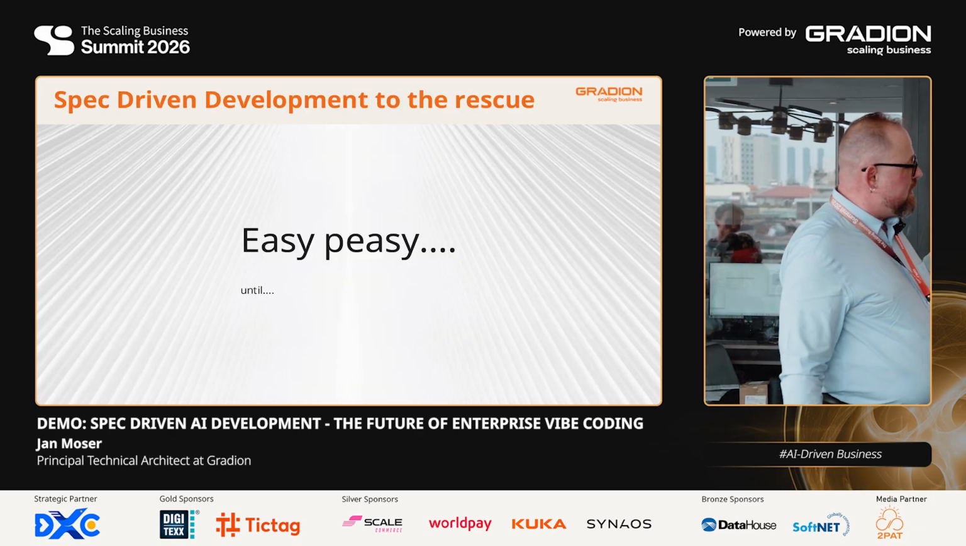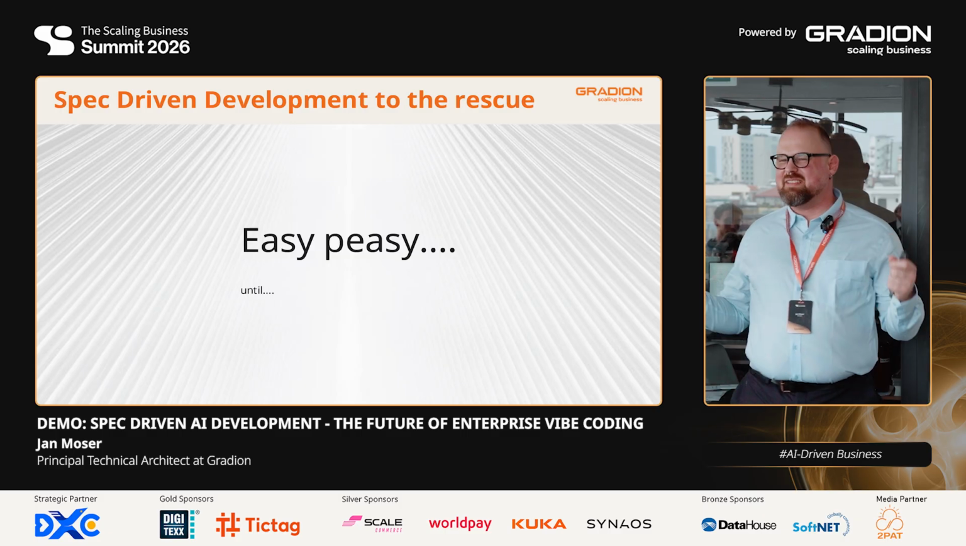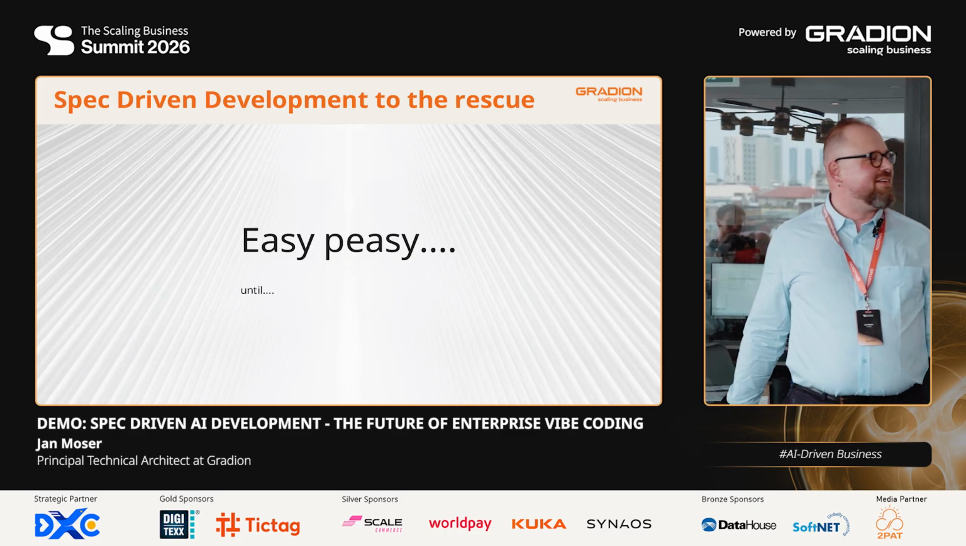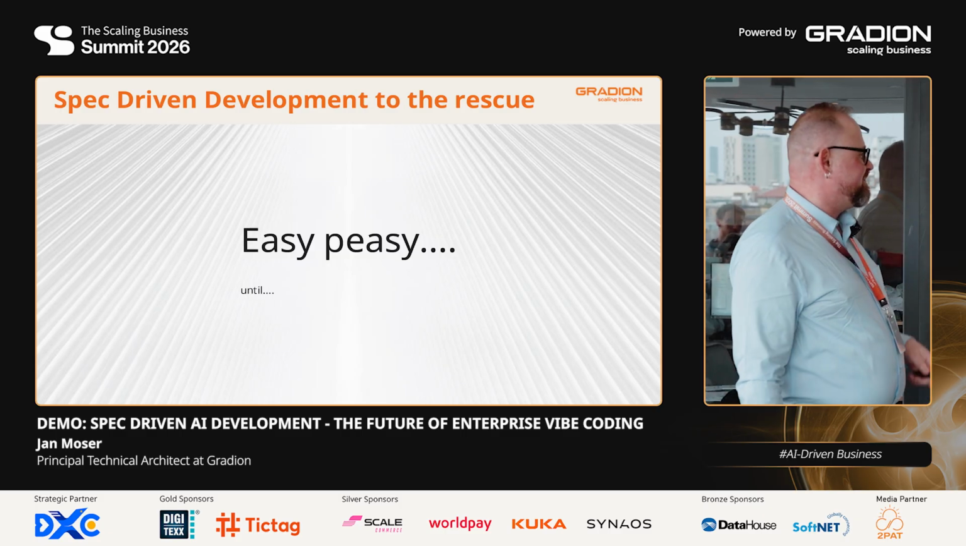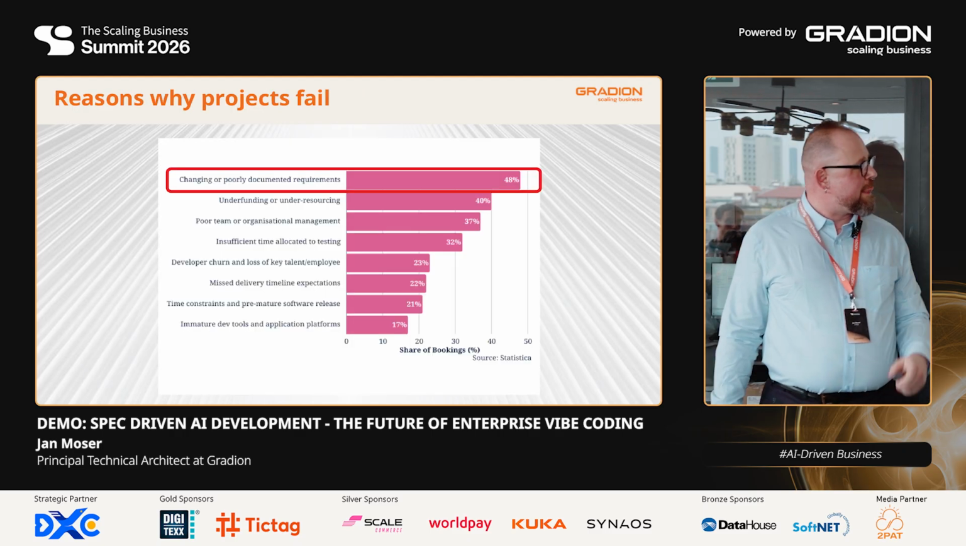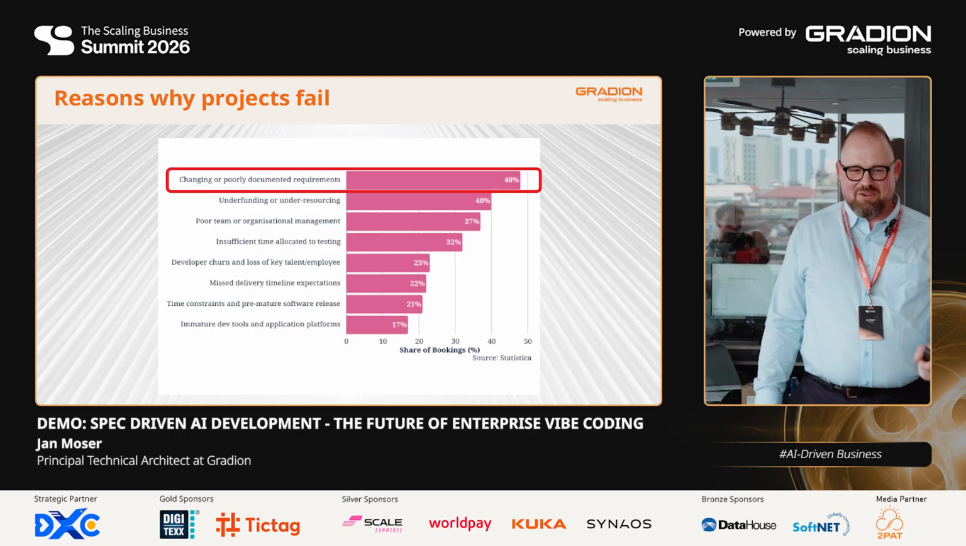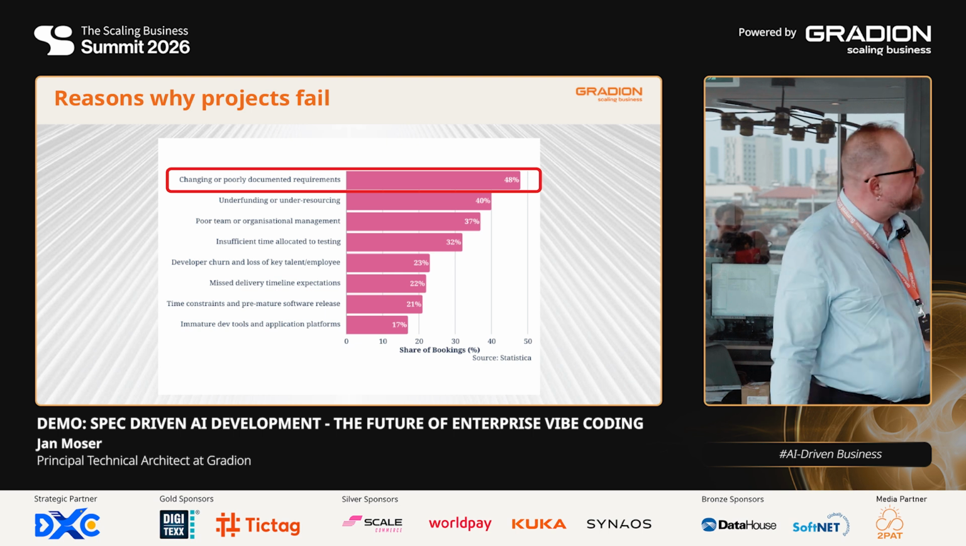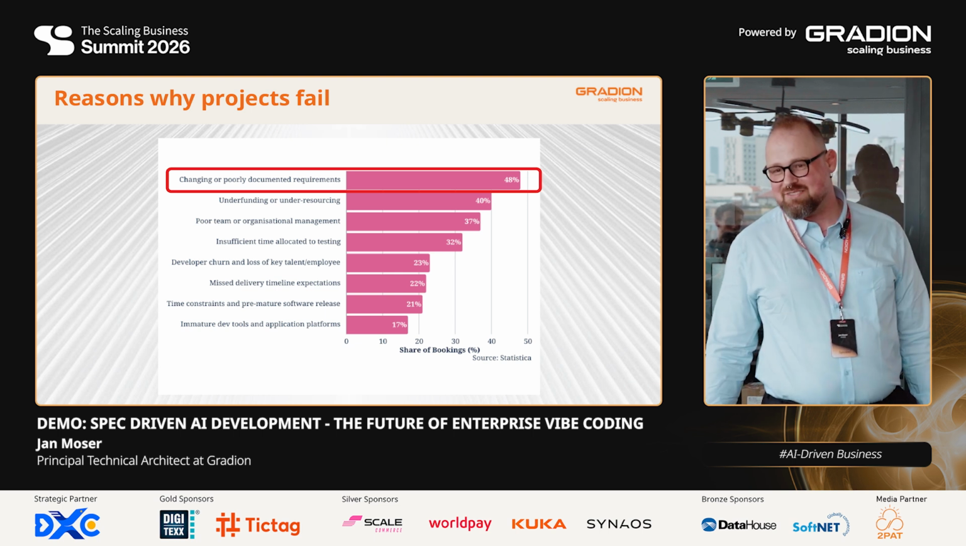So this is super easy, no? I mean, you write some documentation, we don't have to code, very cool. The problem is, if we look at statistics, the number one reason of failed projects is changing or poorly documented requirements.